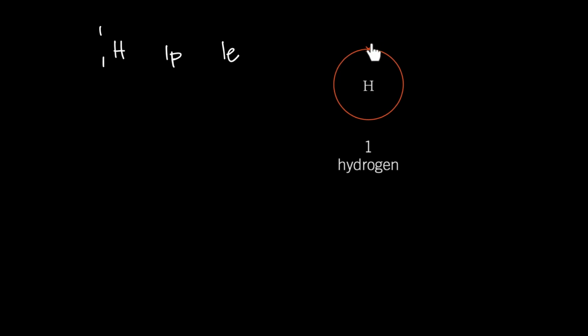It will be found in the innermost shell, and this cross represents 1 electron of hydrogen. We can call this the electron arrangement of hydrogen, and it's just written as 1. This is the electronic structure, and this is the actual layout of hydrogen. Then let's take a look at another one.